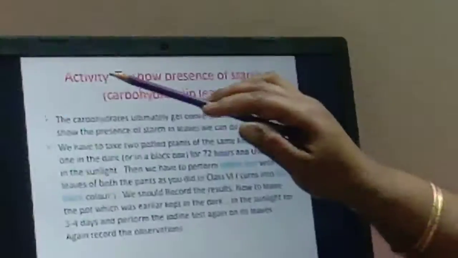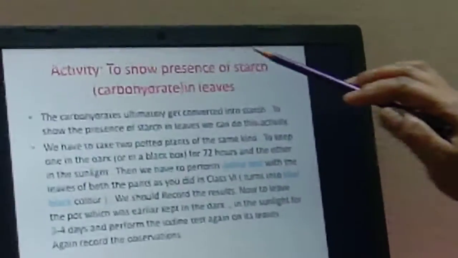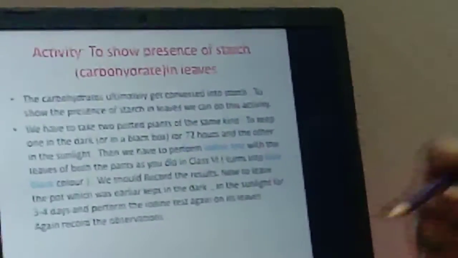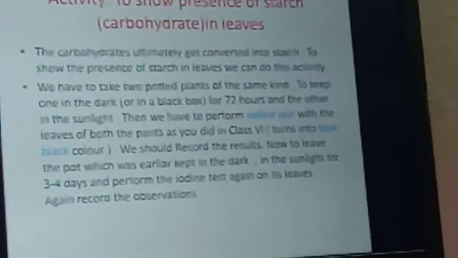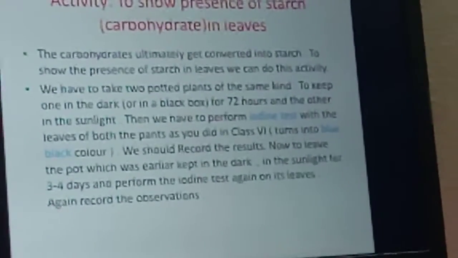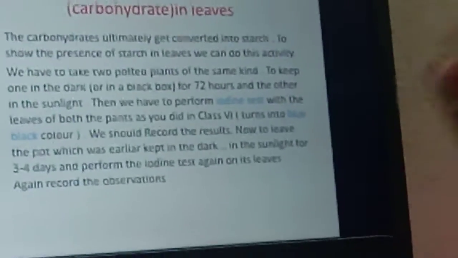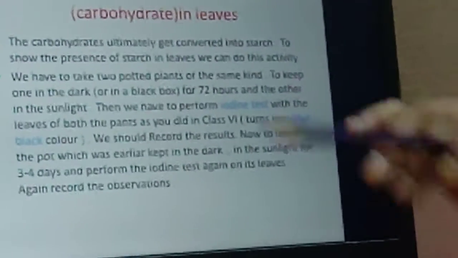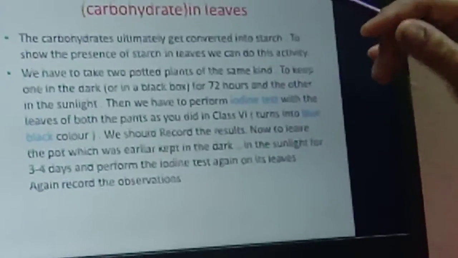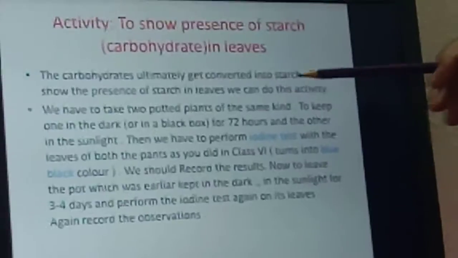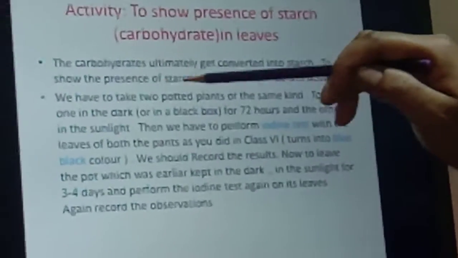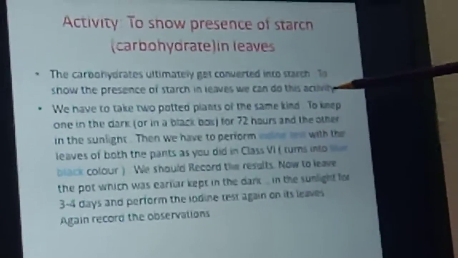Now here I have given an activity to show the presence of starch, carbohydrate, in leaves. We have told that yes, photosynthesis takes place in the leaves and food is produced, but how can we prove that carbohydrate is there and photosynthesis takes place in the leaves? So this is a very simple activity. The carbohydrates ultimately get converted into starch, so to show the presence of starch in leaves we can do this activity.